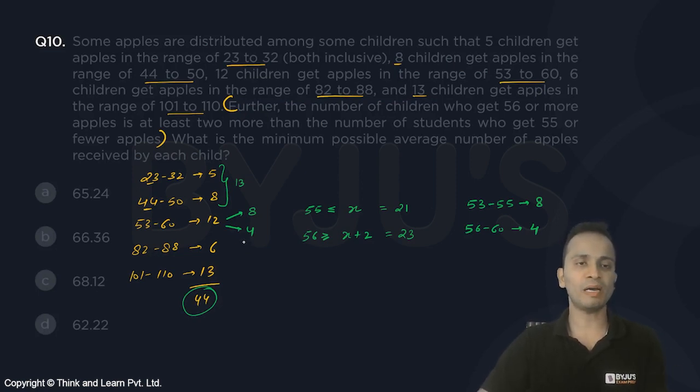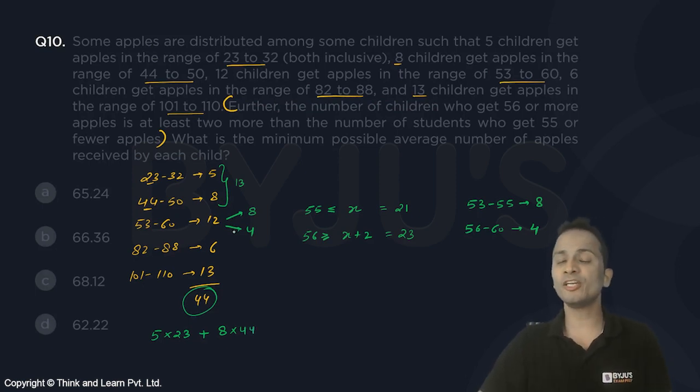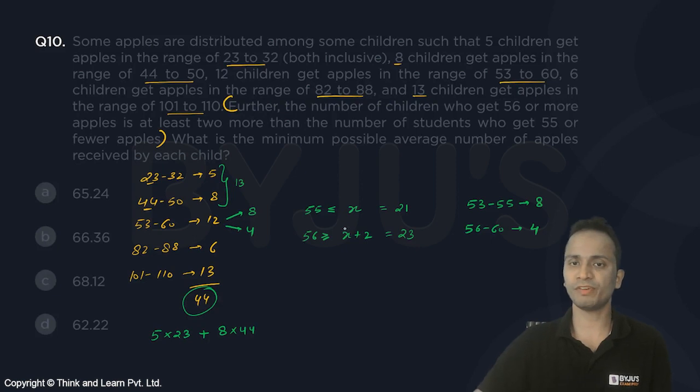Now I can denote the minimum number of apples in every range to each of these children, right? So in the first range, 5 children, each of them will get 23 apples. I'm minimizing the number of apples. Plus, in the second range, 8 children, each of them will be getting 44 apples. The third range is divided into two different ranges. So the first part, 8 children will be getting 53 apples. Then 4 children will be getting 56 apples.